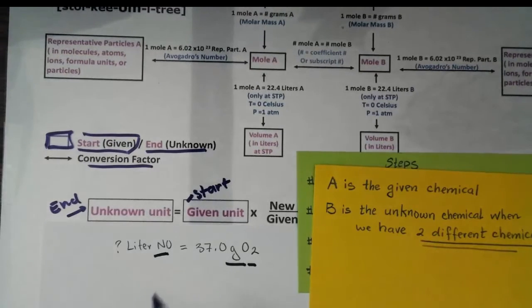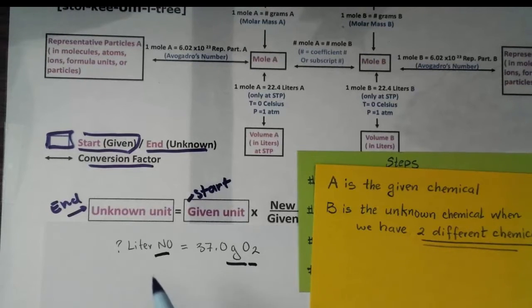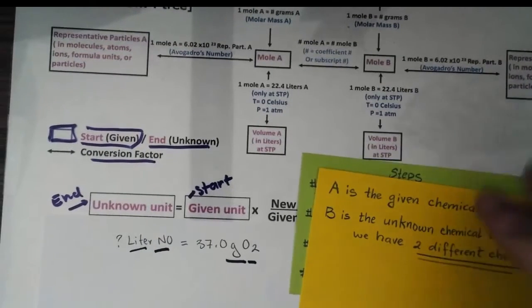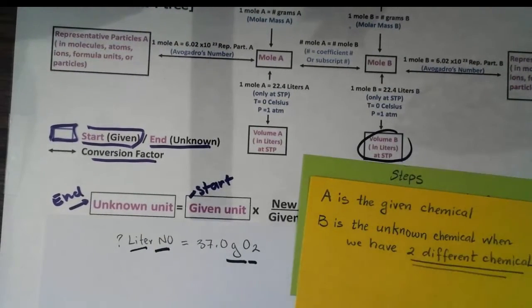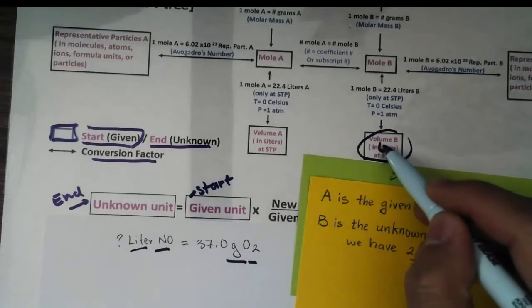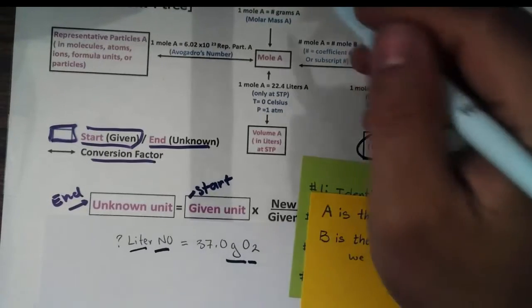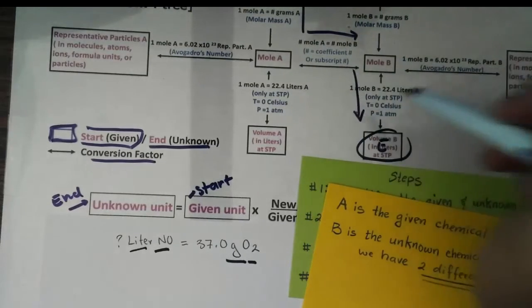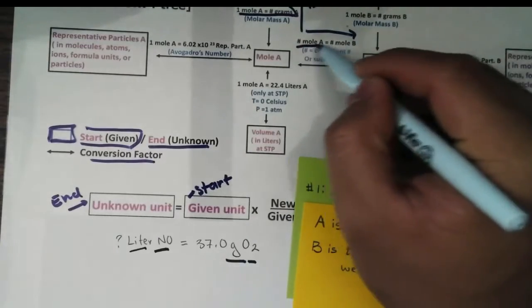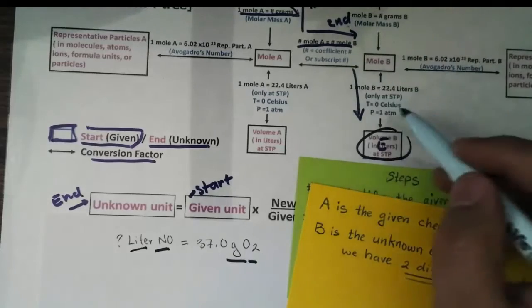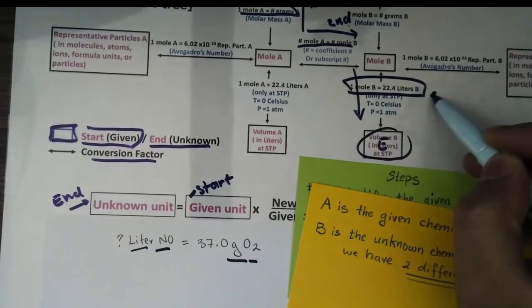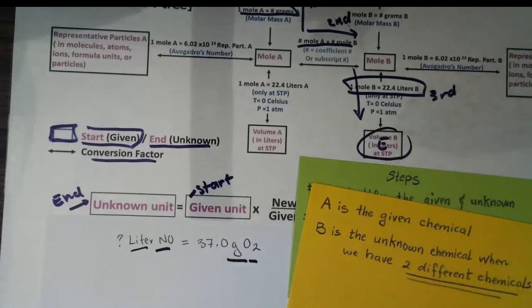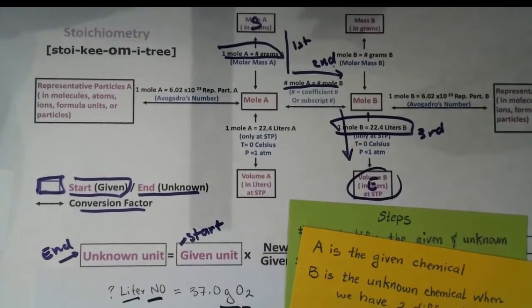Since the chemical of the unknown is different than the chemical of the given, we are looking for leaders on the B side. So in this case, this is the leader right there. So this is where we're going to end. That means we are going down, going across, and going down. So this is our first conversion factor right here. This is our second conversion factor right there. And lastly, this is our third conversion factor. So in this case, we have used 3 different conversion factors.